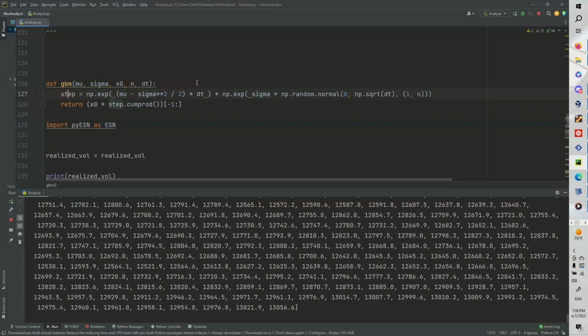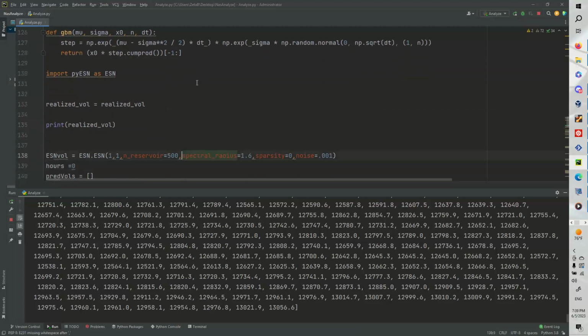The step is a solution to a stochastic differential equation. If you aren't familiar with that, definitely hop over to Wikipedia. There are tons of derivations online, tons of cool stuff. This is just the formula implemented. Here's the initial price times the step's cumulative product, and then we get the last value in that array, and that will be our prediction. We're going to import pyESN as ESN, and this is from CKND on GitHub. Credit where credit is due.